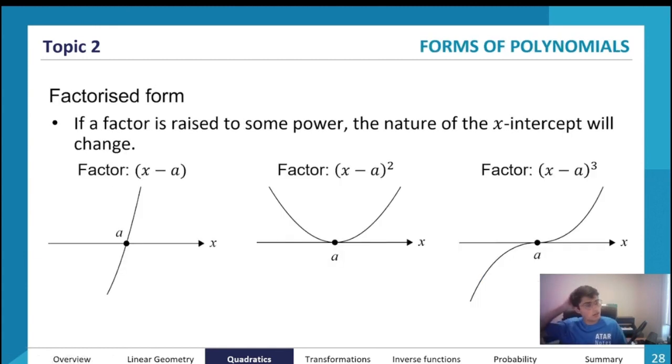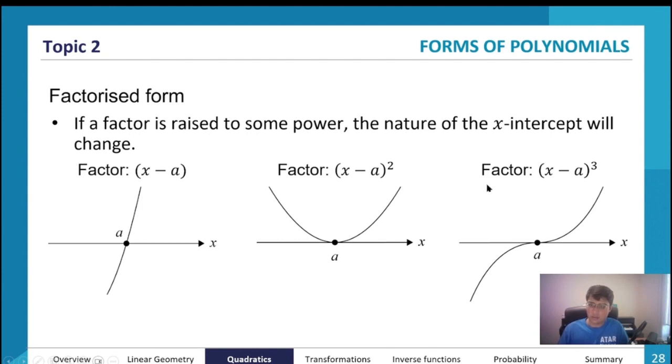Now, with factorized form, one thing you want to remember is that if the factor is linear, so if you just have x minus some number and there's no power on the outside, then the graph is going to cut through that point A. You can see it's just cutting through the point. If it's squared though, the graph is going to touch the point and then start heading back the same way it came from. In this case, it's coming down from the top, it touches at the point A along the x-axis, and then it starts heading back up.